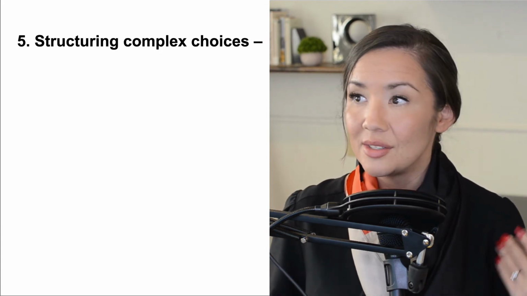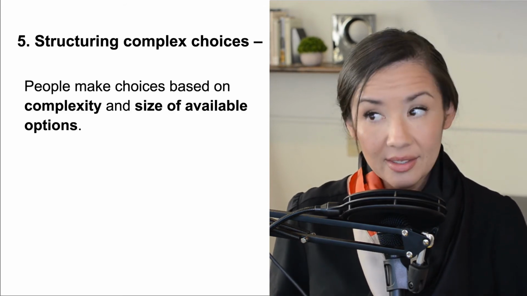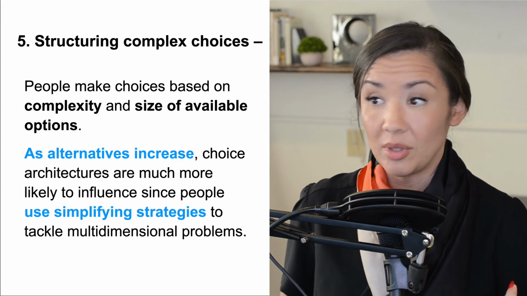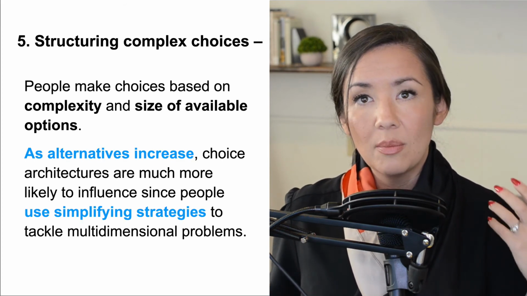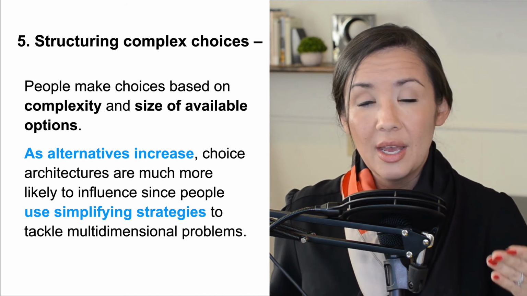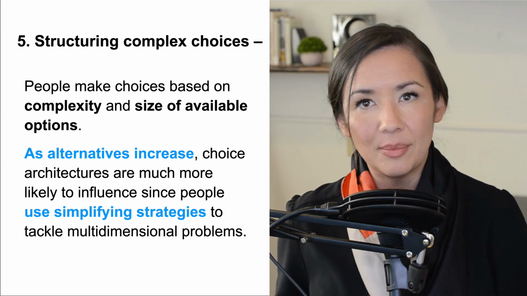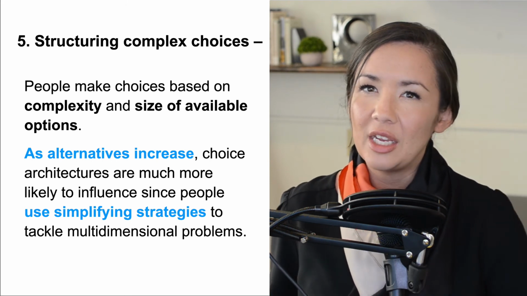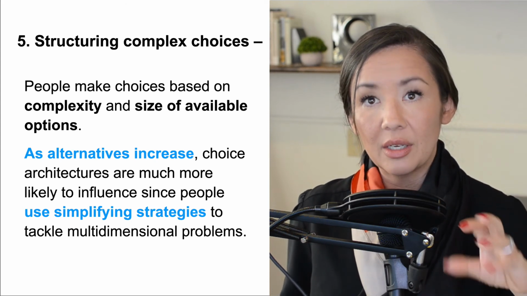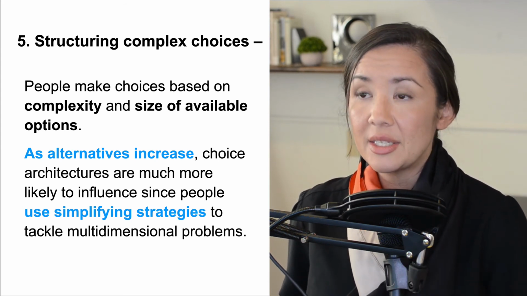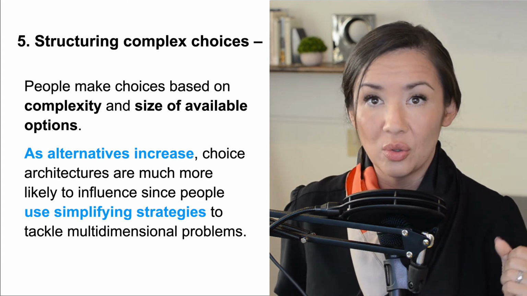Okay, the next is structuring complex choices. People make choices based on complexity and the size of available options. As these alternatives increase, they are more likely to be influenced by choice architecture systems because people will default to using simple strategies rather than thinking about all of these complex options. So when you have so many different components of a decision, it's important for a good choice architecture system to structure those choices for you.